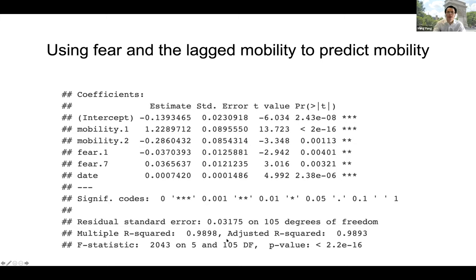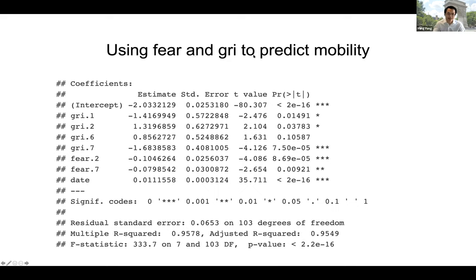You can see that indeed you get a better R square, which is nearly perfect, 0.99, almost. And of course, you have mobility.1 and mobility.2, the lag 1 day and 2 day lags, significant. This is within our expectation, but nevertheless, you can see that without using the lag version of mobility, we also get a very high R square. So it means that people's movement can be captured quite well by using the fear and the government response index. I think this is a pretty interesting finding: we can predict people's movement very accurately just by using the fear and the government response index.